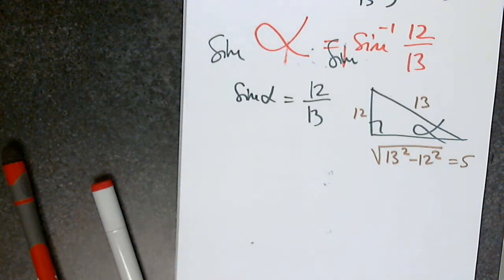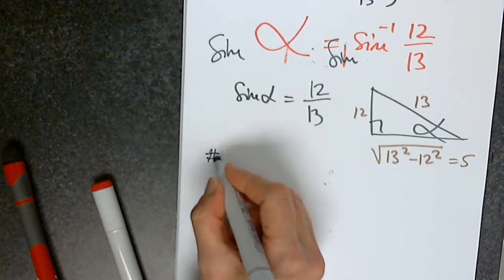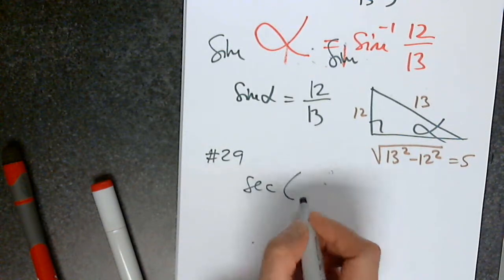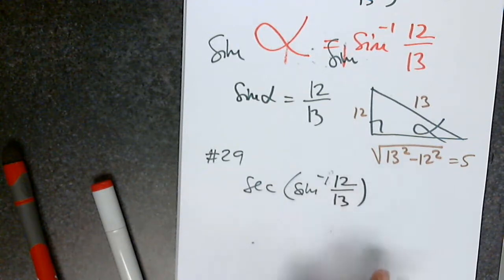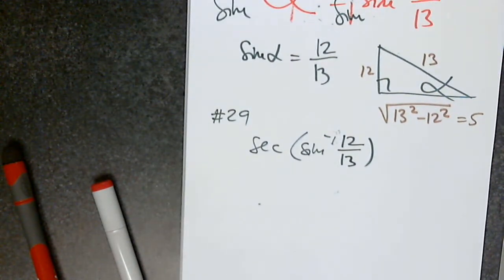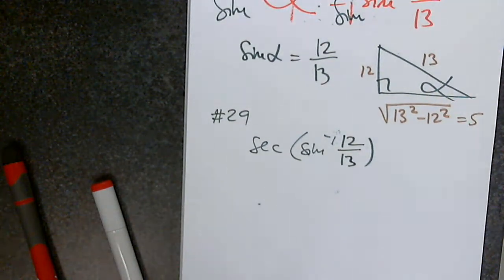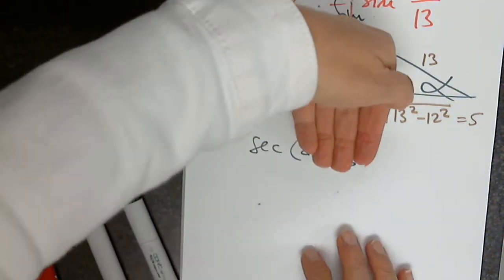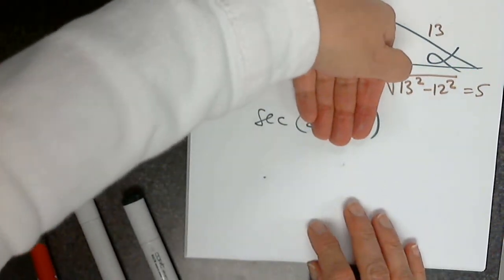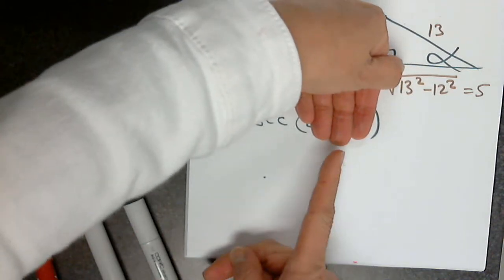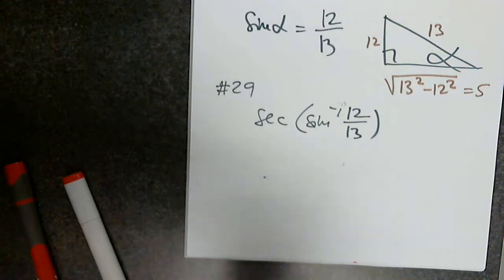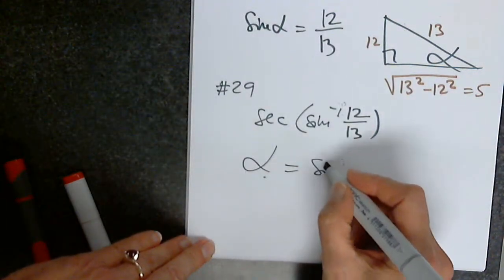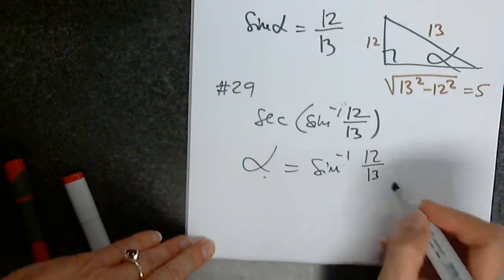29. 29 it is. Where is it? Secant of sine inverse of 12 over 13. No, actually, I know it's the same. I didn't really want to do the same, but it's okay. So what is this? An angle. Secant alpha, right? Okay. So I'm going to say alpha equals sine inverse of 12 over 13.